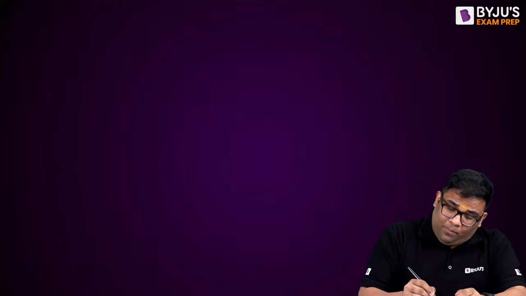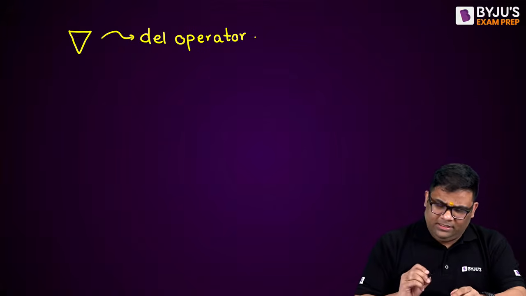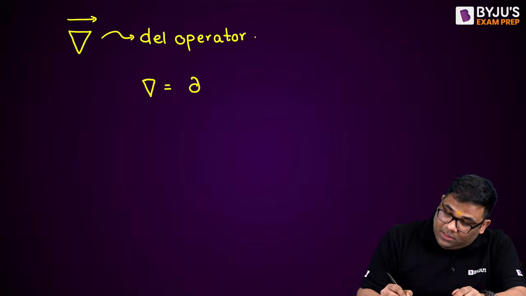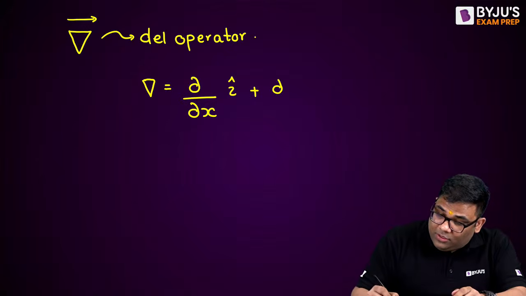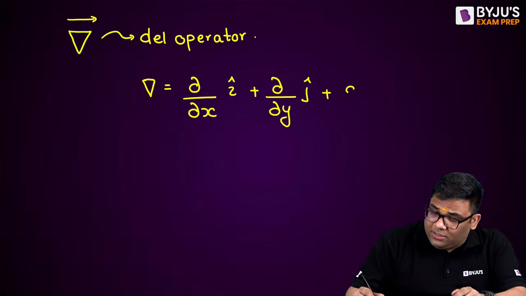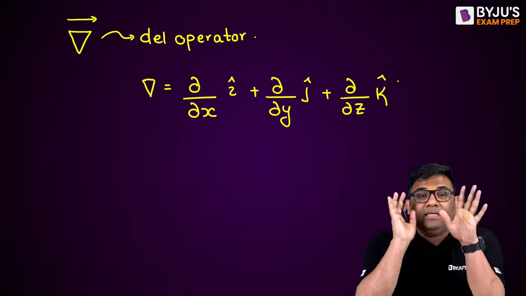Now first of all, when we are studying this vector calculus, I'll introduce a particular operator. This is known as what? Del operator. We call this the del operator. Now what is this del operator? This del operator is actually a vector. So del operator is what? Dou by dou x i cap plus dou by dou y j cap plus dou by dou z k cap. So this is the del operator.